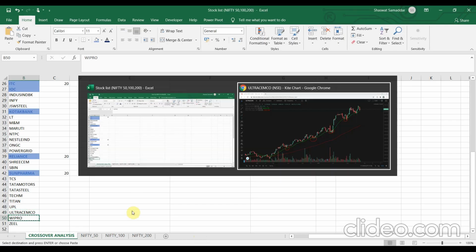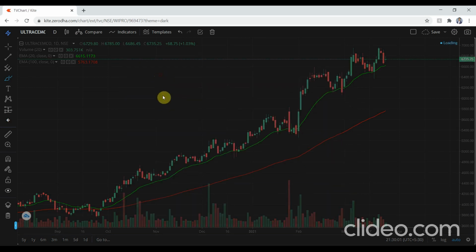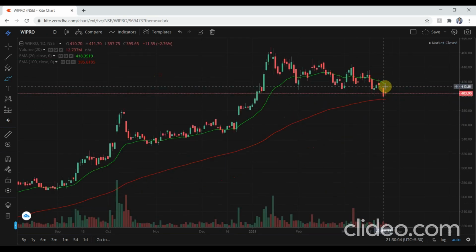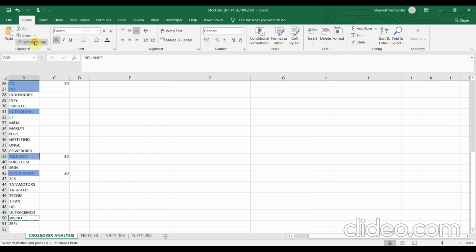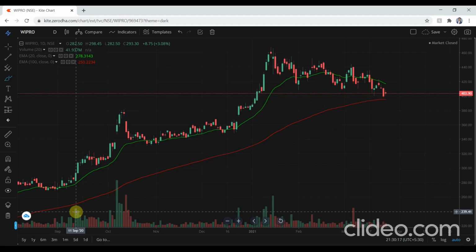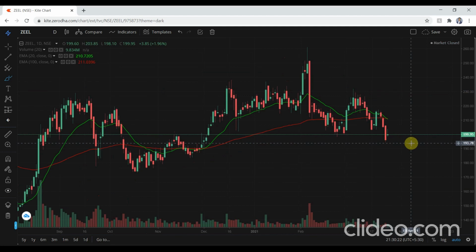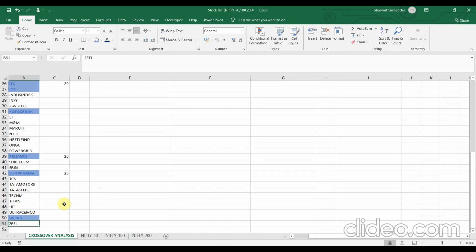Next is Wipro. Okay, Wipro might show a crossover. It's in a downtrend and it's very close to the 100 EMA. So let's mark it as blue once again. Last stock for today would be Zee. As you can see, the 20 EMA is 210 and the 100 EMA is 211. So it has a crossover, and it is a bearish crossover. So we'll mark it as red.